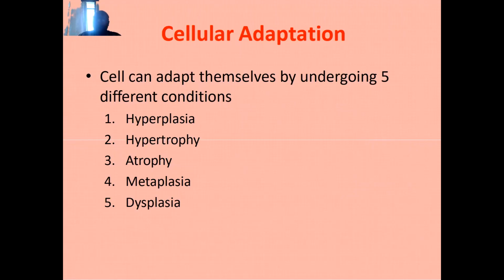So there are various types of cellular adaptations. The cells can go hyperplasia, and these you'll see one by one. They can go hypertrophy, the cells can go atrophy, the cells can go metaplasia, or the cells can go dysplasia.